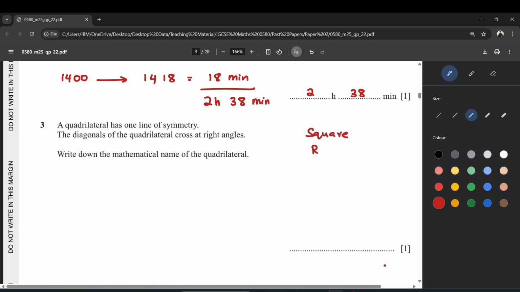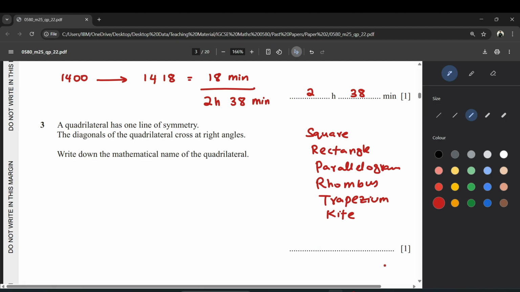You have square, rectangle, parallelogram, rhombus, trapezium, and kite. So these are the main quadrilaterals whose properties you should be well aware of.